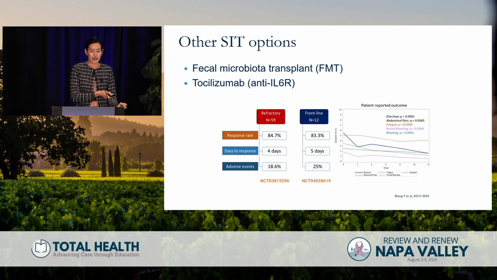There are other investigational options out there, specifically FMT, or fecal microbiota transplantation, and also anti-IL-6 receptor. I think tocilizumab, or anti-IL-6 receptor antibodies, should be used with a bit of caution. There is the potential for GI perforation, and so sometimes in our colitis patients it could be considered, maybe off-label, but probably not the first thing that I would reach for.